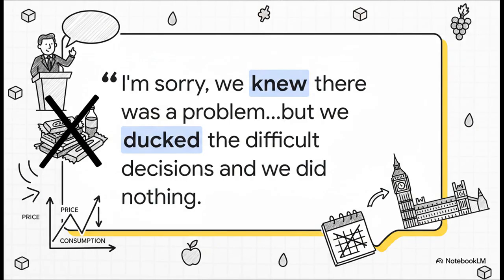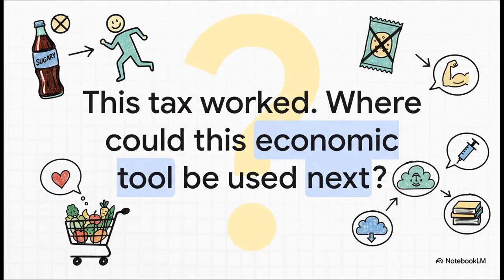Making this happen was not an easy political decision. And this quote from the chancellor who introduced it, George Osborne, really captures that reality. He's basically admitting there was a known market failure. We knew there was a problem, and that for a long time, the political will just wasn't there to act on it. So the big takeaway here is that the evidence is pretty clear.